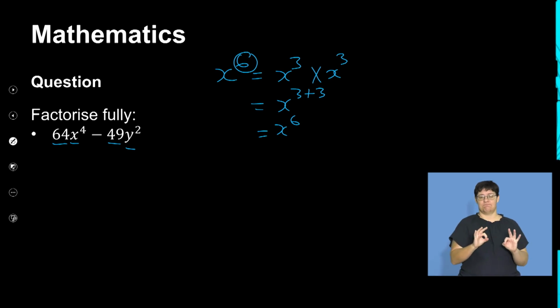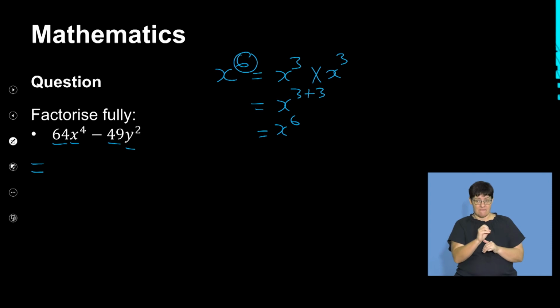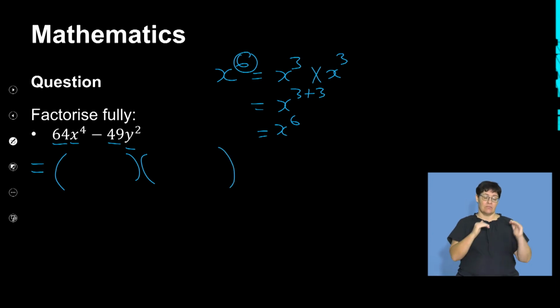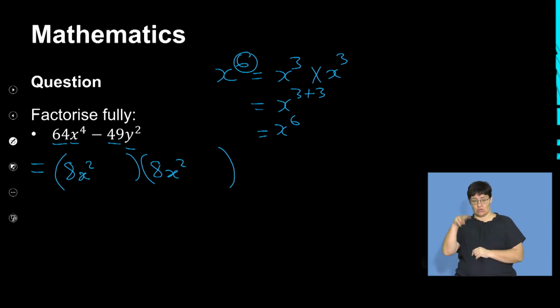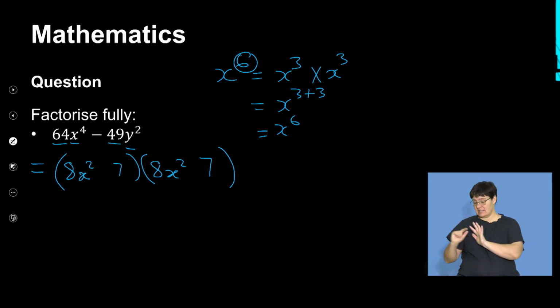So to factorize this, is there a common factor here? No, there is no number that is divisible in 64 and 49 without leaving a remainder. Similarly with the x and the y. So the factors here of 64 will be 8 and 8, and the factors of x to the 4 will be x squared. The factors of 49 will be 7 and 7. The factors of y squared will be y and y.